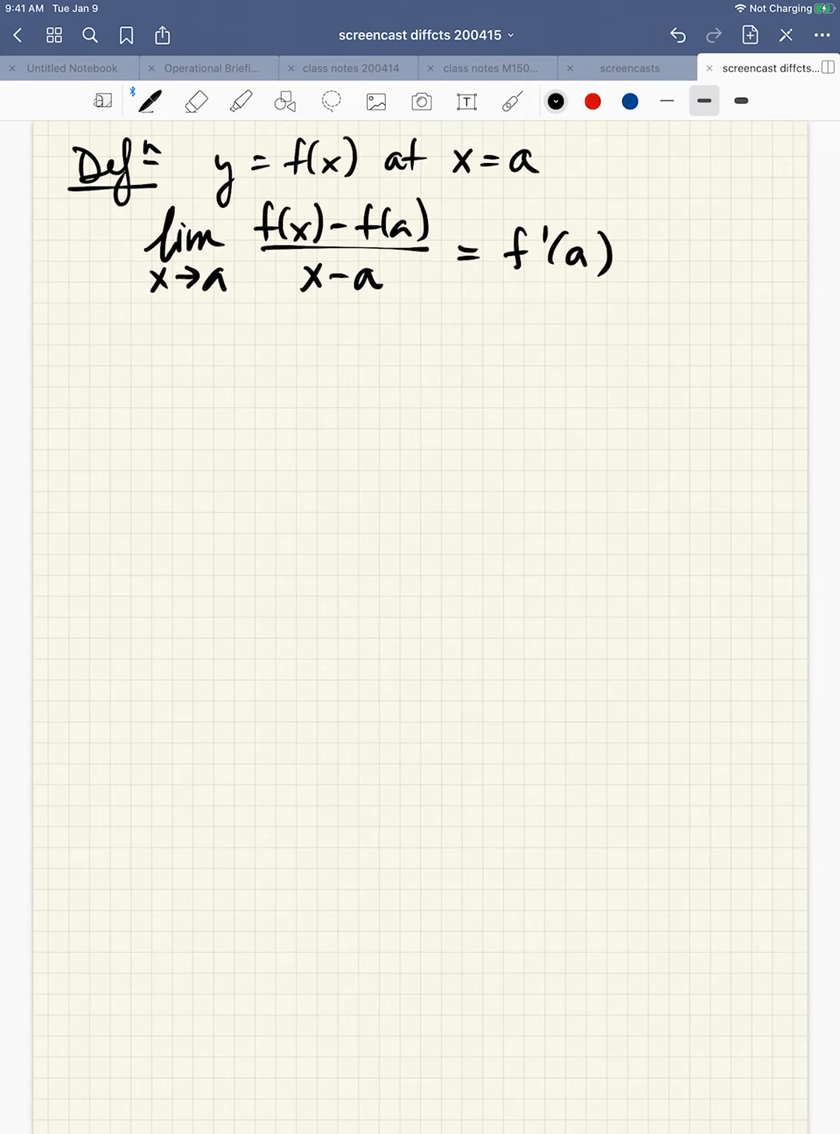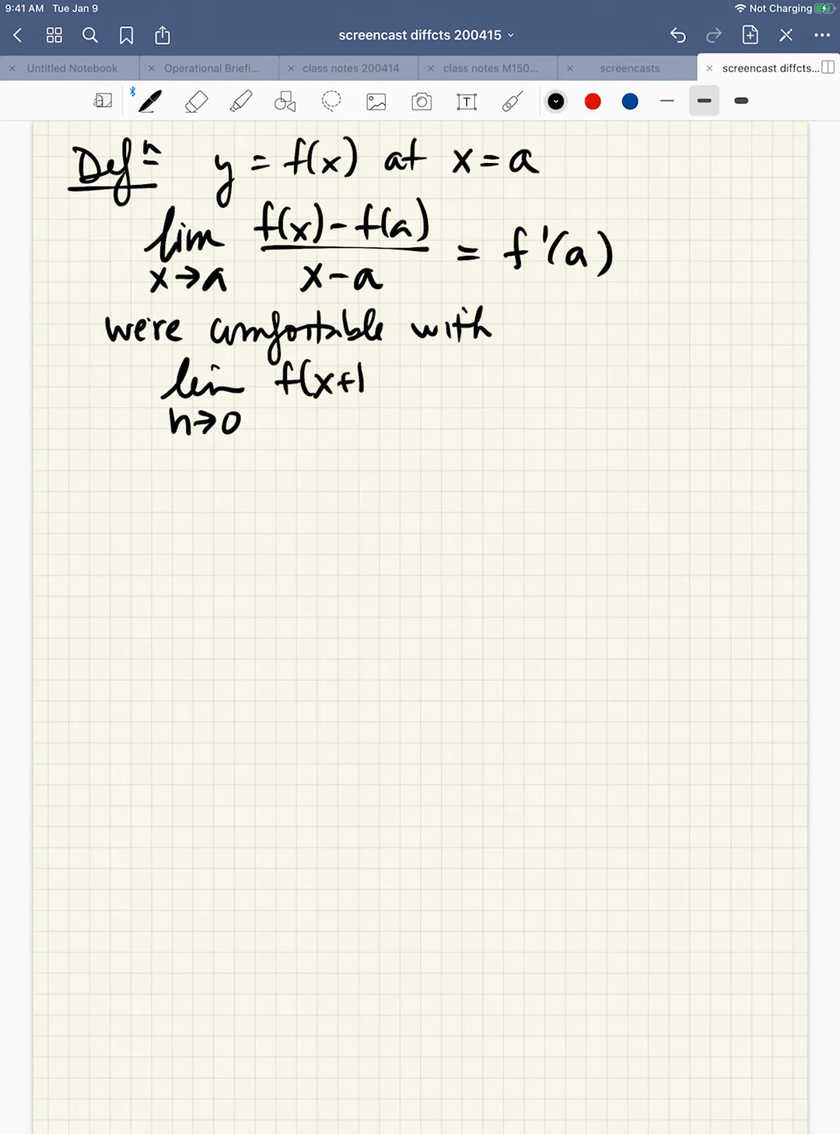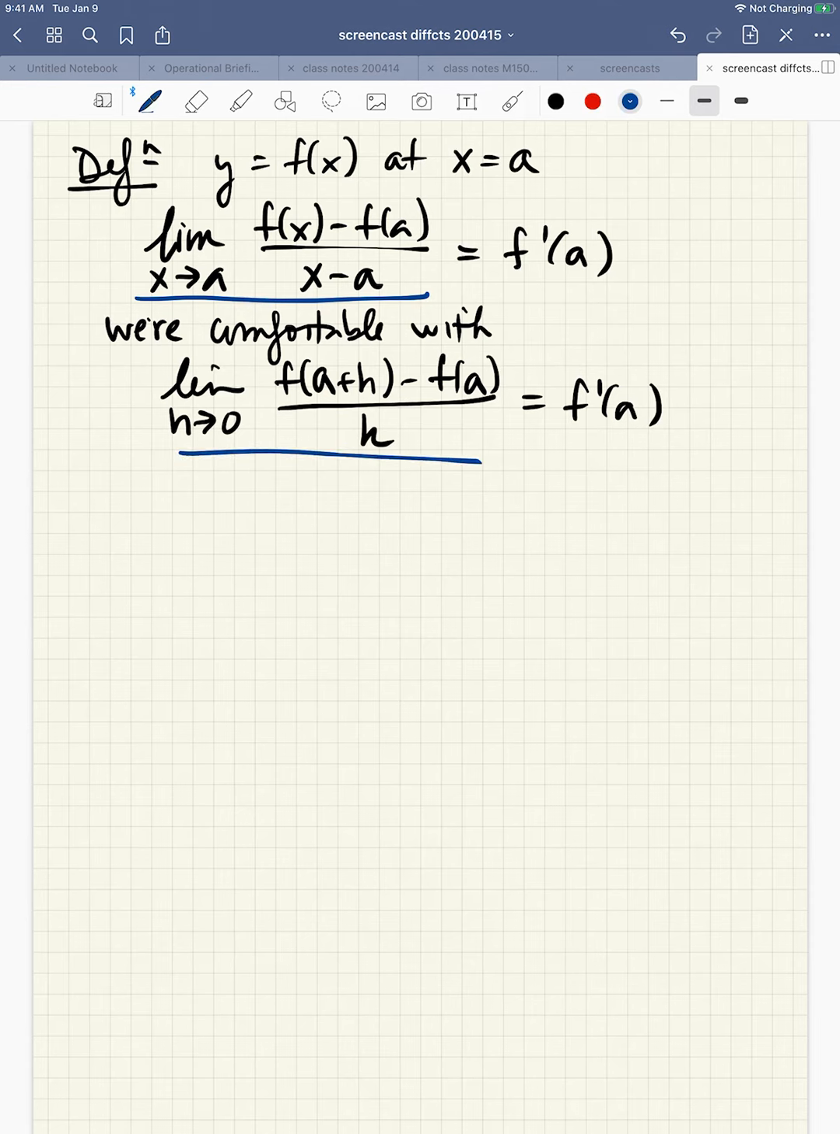So this is a slightly different version of the derivative than we've seen before. We're comfortable with this next definition. The limit as h goes to 0 of f of a plus h minus f of a all over h. That's f prime of a. (I wrote f of x plus h at first, but these should be f of a plus h.) Okay, so what I want to show you is why this and this are the same thing.